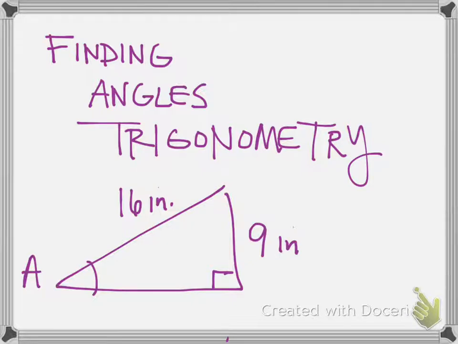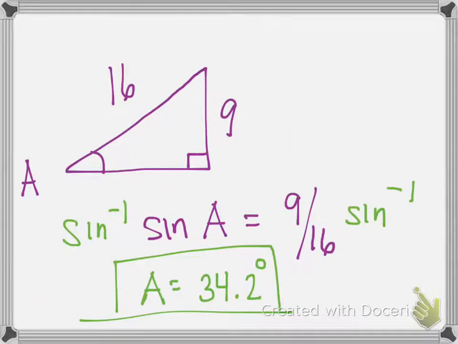Alright, here's a picture. Given this information, find angle A. What information did they give me? Well, they gave me opposite and hypotenuse. So I know that opposite over hypotenuse is sine. So I say sine of angle A is opposite over hypotenuse.